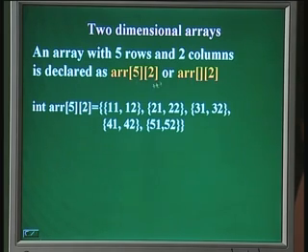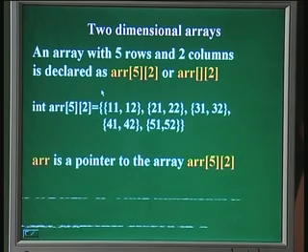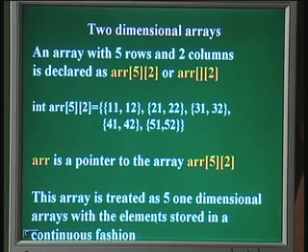The reason for this is that this array is treated as 5 one-dimensional arrays, one after the other. So it's important that we declare this second dimension correctly. It's not important that the first is declared, but the second has to be declared, because the rows are stored one after the other. If you don't declare it, all the elements will get messed up. So you can either declare it as ARR[5][2], or ARR[][2].